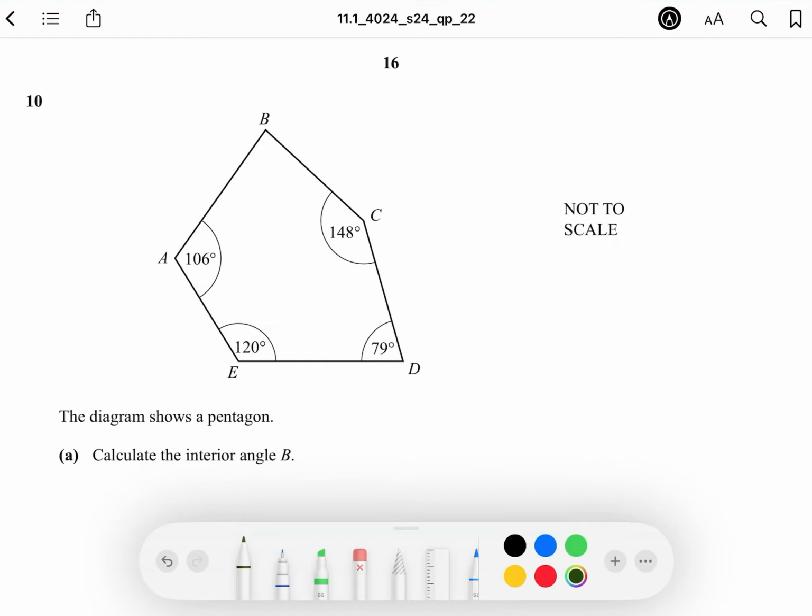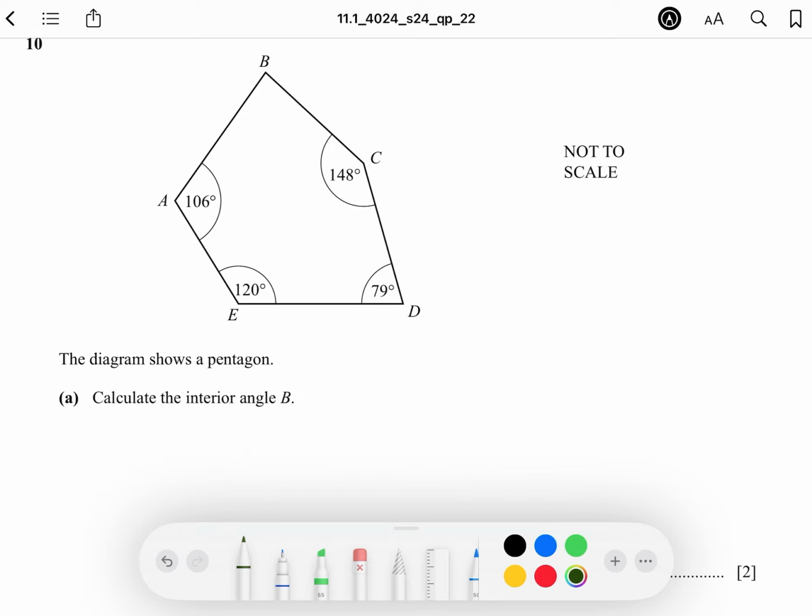Bismillahirrahmanirrahim. Let's move on to question number 10. The diagram shows a pentagon. That means you have 1, 2, 3, 4, 5, 5 sides. Calculate the interior angle B.